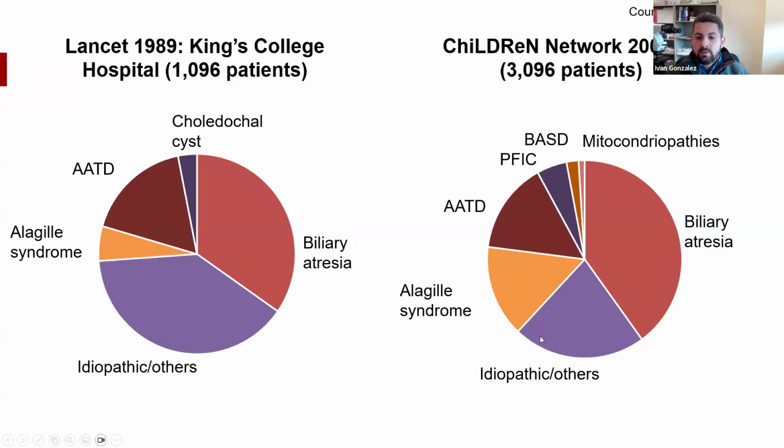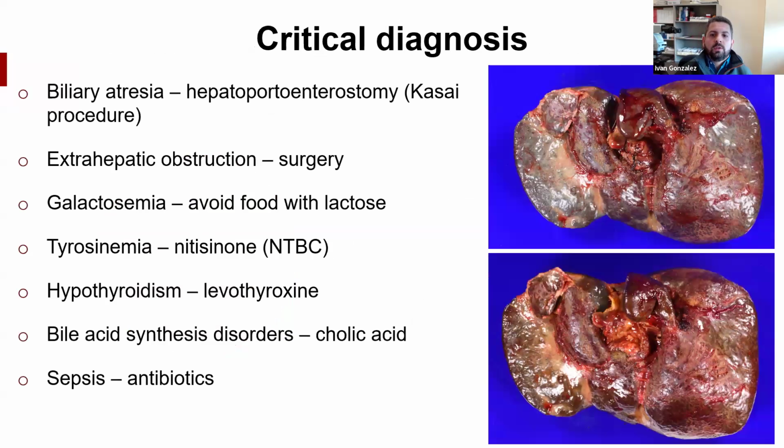So this number now is way lower, and that's just because of the more widely used and applicable molecular testing in these patients. So the most important thing with all those differential diagnoses is finding those critical diagnoses. So what are those critical diagnoses?